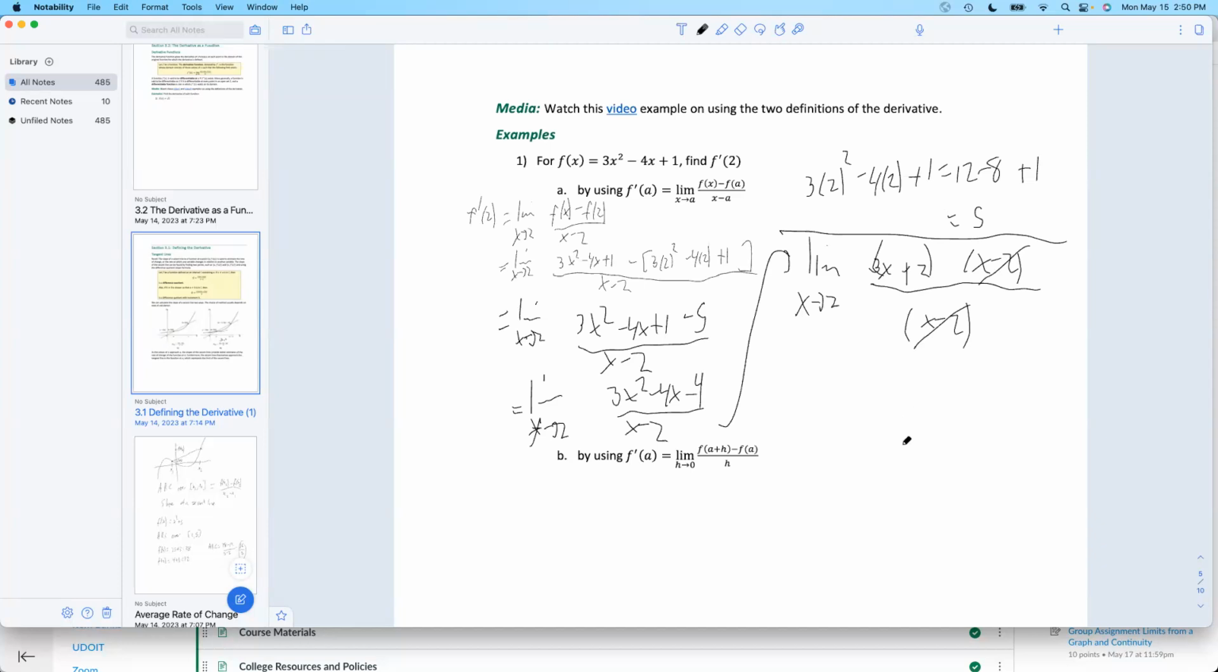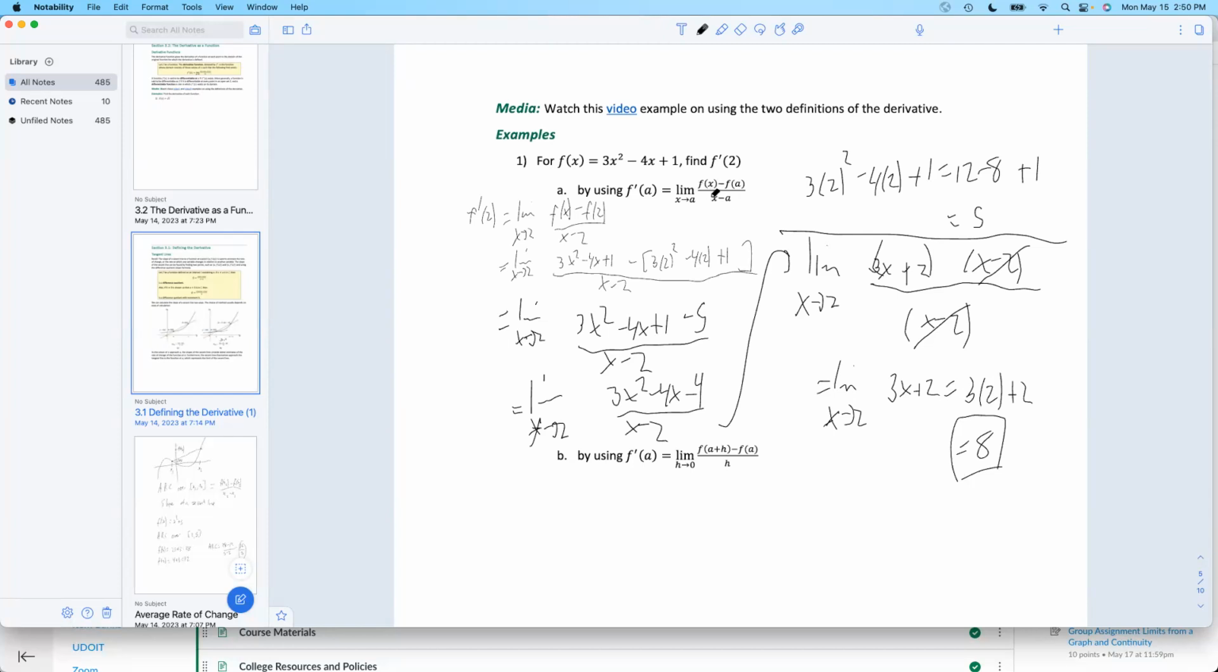Hey, look, the x minus 2 cancels. And I get limit as x approaches 2 of 3x plus 2. Now I don't have to worry about 0 over 0. Now I can just plug in x equals 2. So we plug in 2 and we get 3 times 2 plus 2. What is that? 6 plus 2, we get 8. So the slope of the tangent line to this graph when x equals 2 is 8. Okay, that's using that definition.